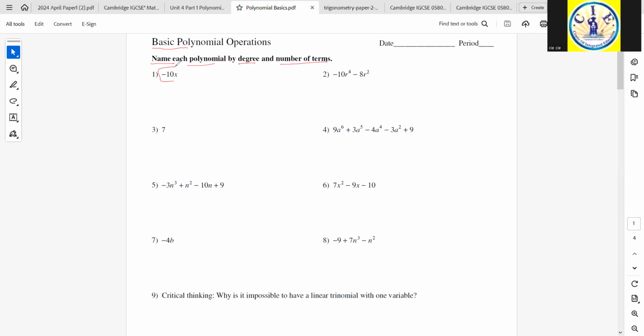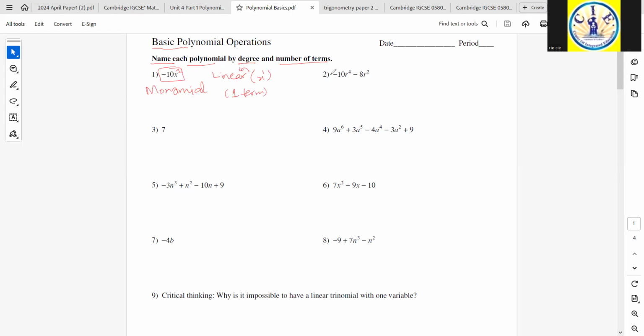It has got only one term and the power of the variable is 1. So that's why it is called monomial, and it is a linear. Linear because the exponent of the variable is 1, x is power 1. So that's why it is linear. Monomial, it has got only one term, that is negative 10x.